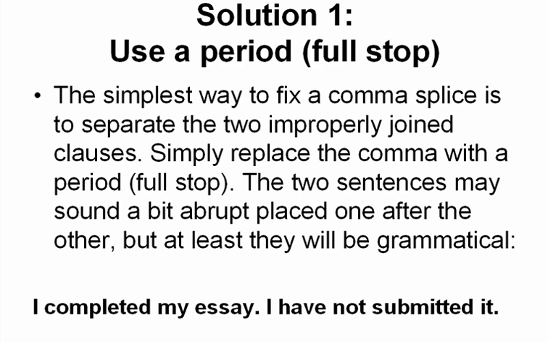Solution 1, if you have a comma splice, is to use a period, a full stop. The simplest way to fix a comma splice is to separate the two improperly joined clauses. Simply replace the comma with a full stop, as you can see. That's one way of doing it. Now, it may sound a bit abrupt, but at least it's grammatically correct. So that's one possible solution.